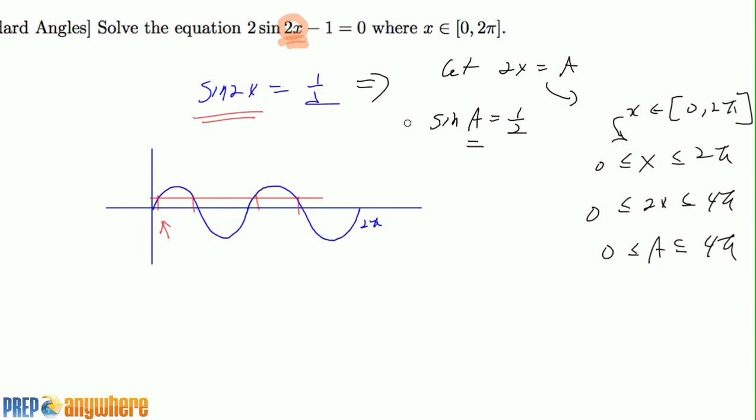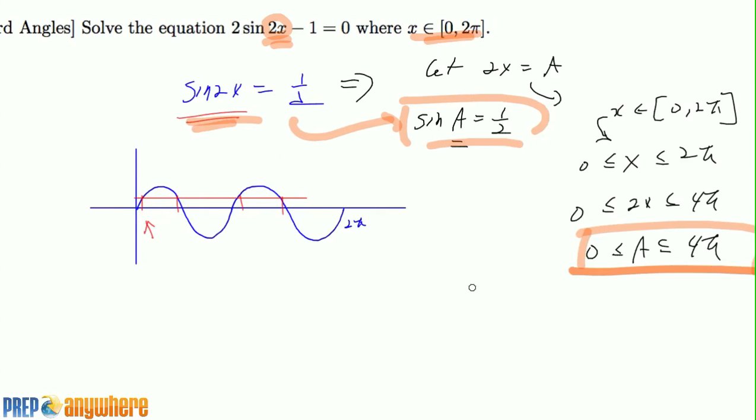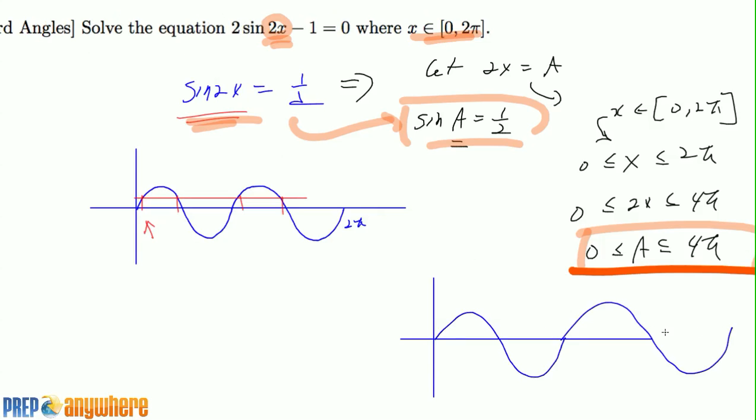Okay, so here's what I did. I changed the x into a. But when I do that, this thing here also changes from 0 to 4 pi. So we get sine of x once, same graph twice, but we treat this as a 4 pi, so that means this is a 2 pi. Now with this graph, I know exactly where sine a is equal to half.